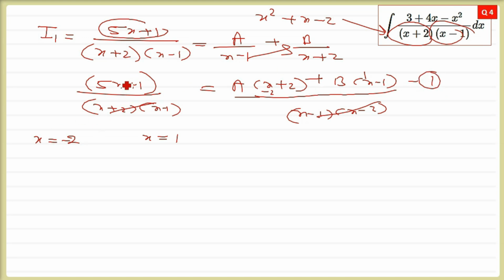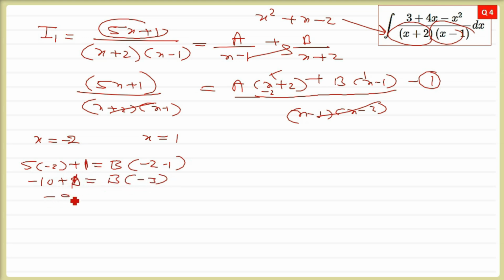In this equation, which I am indicating as equation number 1, I write negative 2 in place of x. So 5 into negative 2 will be equal to b, and negative 2 minus 1 will give you negative 3. So this will be negative 10 plus 1 equals b into negative 3, and then negative 9 equals b into negative 3. The negatives cancel, and b equals 3, since 3 threes are 9. So we have got b equals 3.